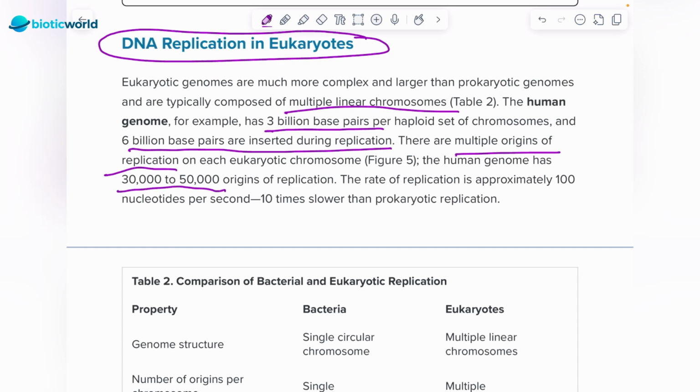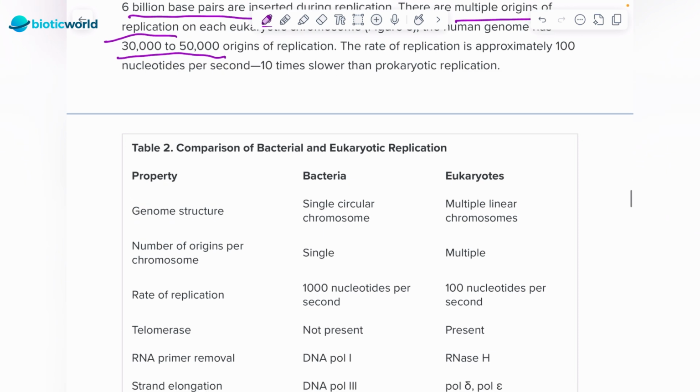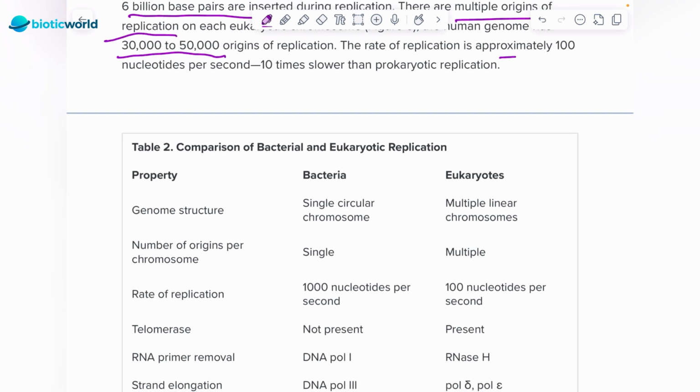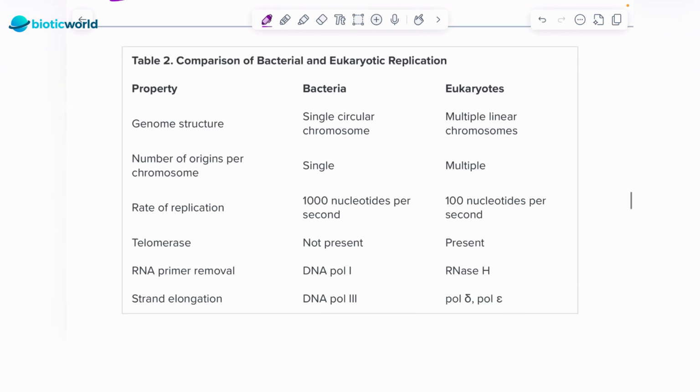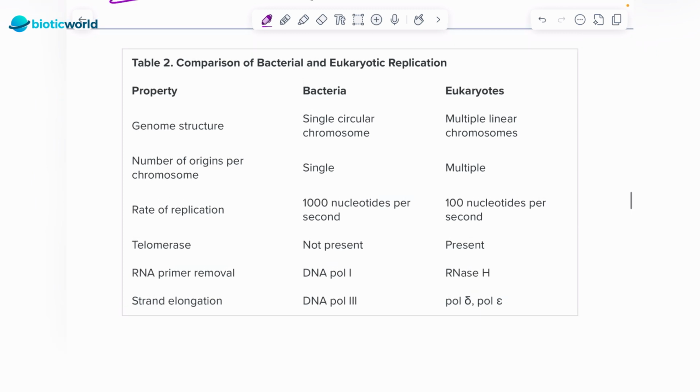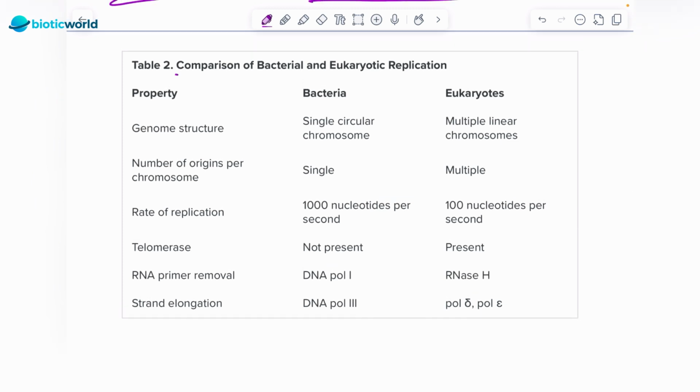The rate of replication is approximately 100 nucleotides per second. So you should note this. The rate of replication in eukaryotes is 100 nucleotides per second, 10 times slower than prokaryotic replication. Now you should know about the comparison of bacterial and eukaryotic replication. So first let us discuss the genome structure property.